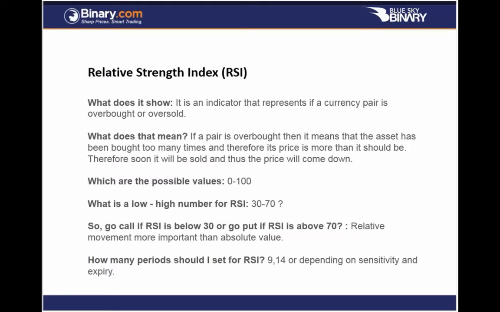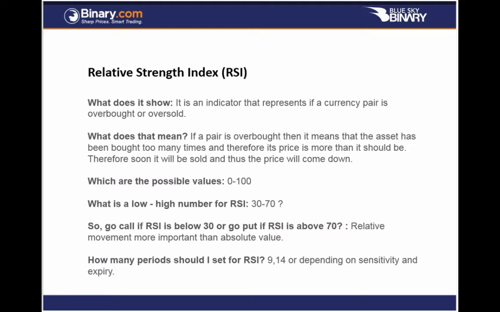Now, what does the relative strength index show? It is an indicator that represents if the currency pair is overbought or oversold. Now, what is overbought and what is oversold, someone may ask. Overbought is basically when the price of the asset, a currency pair, in this case, let's say euro-US dollar, for example, has increased a lot more than it should be, and therefore you should expect a reversal coming up soon. So if it's overbought, the price has increased too much, and it's expected to fall.